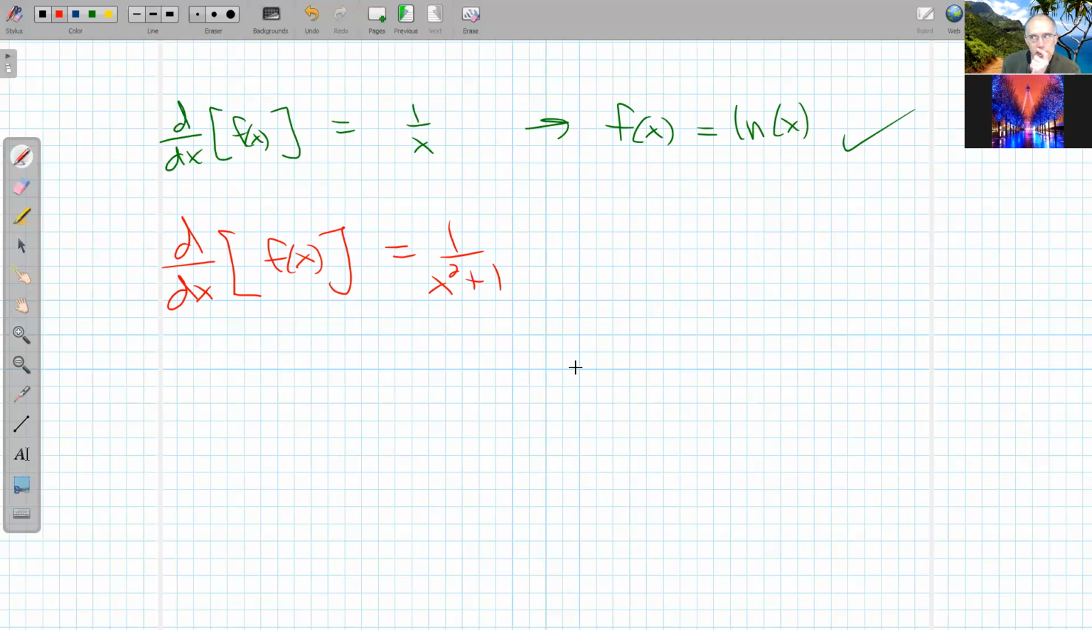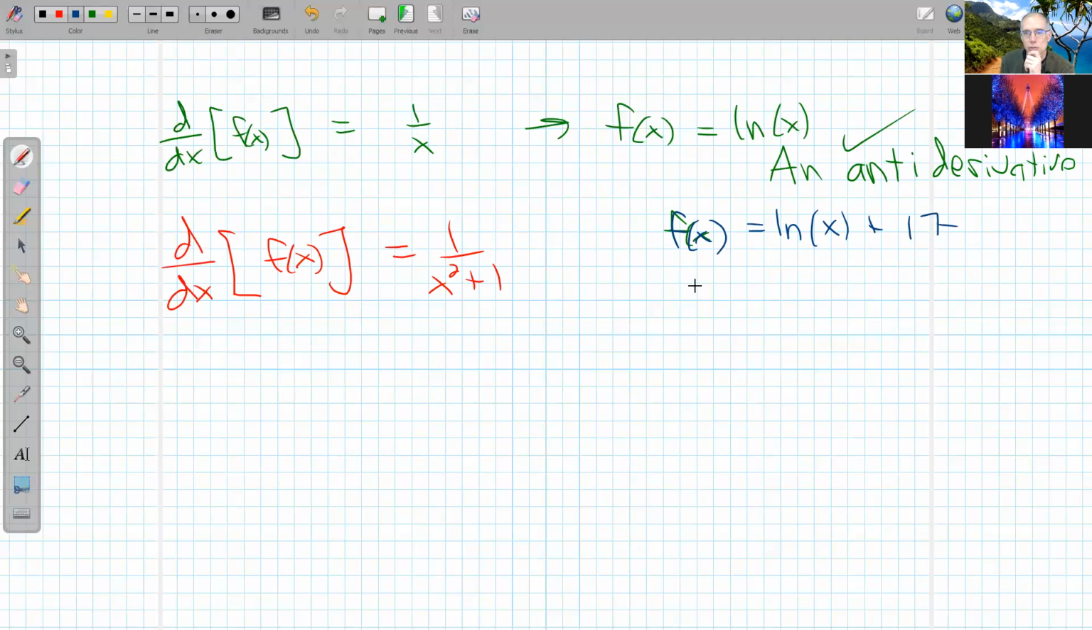All right, so this one is a little more challenging. Quick question. Yeah, so the plus c I mentioned earlier, natural log of x is an antiderivative. Another antiderivative, f of x, could have been the natural log of x plus 17, because if I take the derivative of the natural log of x plus 17, I get 1 over x plus 0, which is just 1 over x.